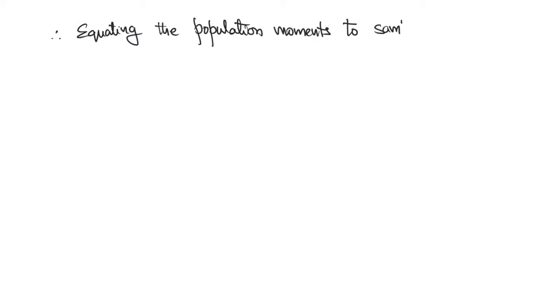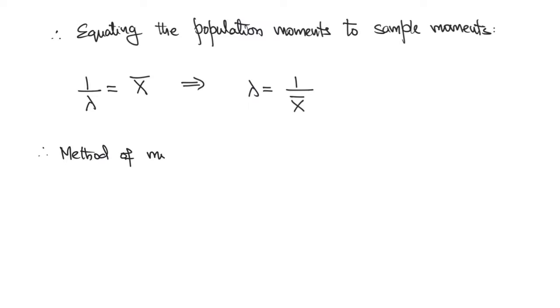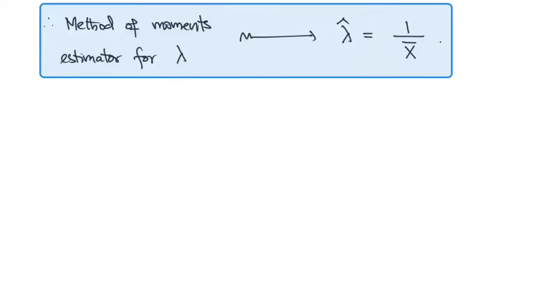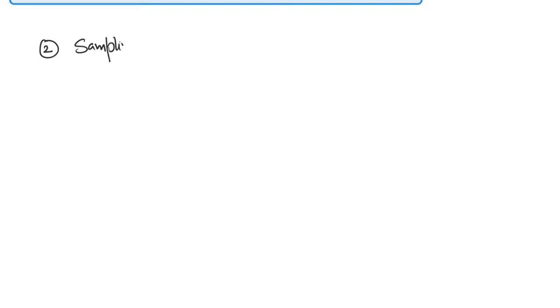Now, following the process for the method of moments, we will be equating the population moments to the sample moments. In this context, that gives us 1 over lambda, which was the first population moment, equal to the first sample moment, that is x bar, which solves for lambda equals 1 over x bar. This gives us that the method of moments estimator for lambda in this context is lambda hat equal to 1 over x bar.